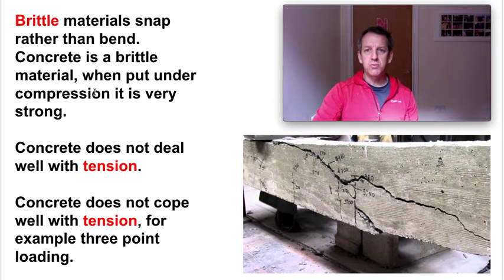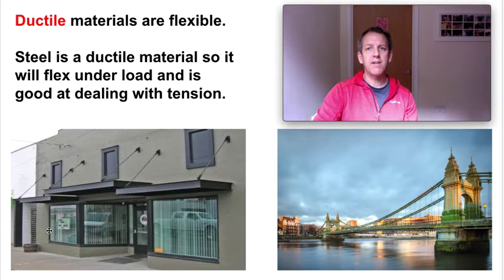Okay, so brittle materials. Concrete is a brittle material and it does not deal well with tension. It cracks. So we then have ductile materials such as steel. Steel is ductile and it copes well under tension. Okay, so we can see this real obvious example here. We've got Hammersmith Bridge just up the road. So all these cables coming down here in tension. This long one would be in tension as well here.